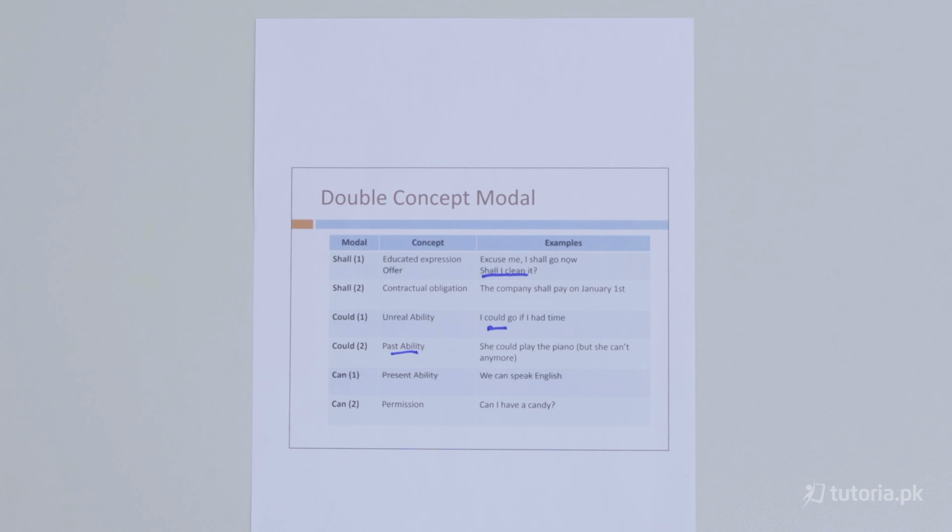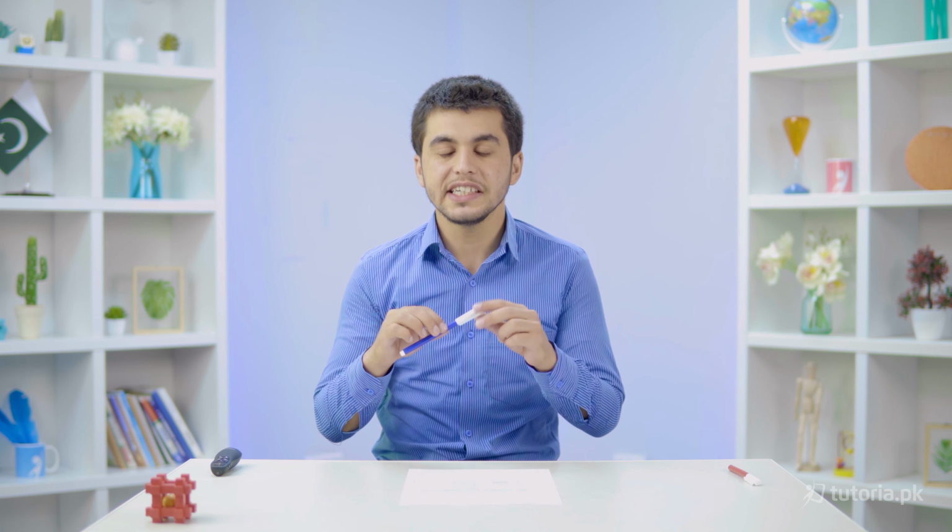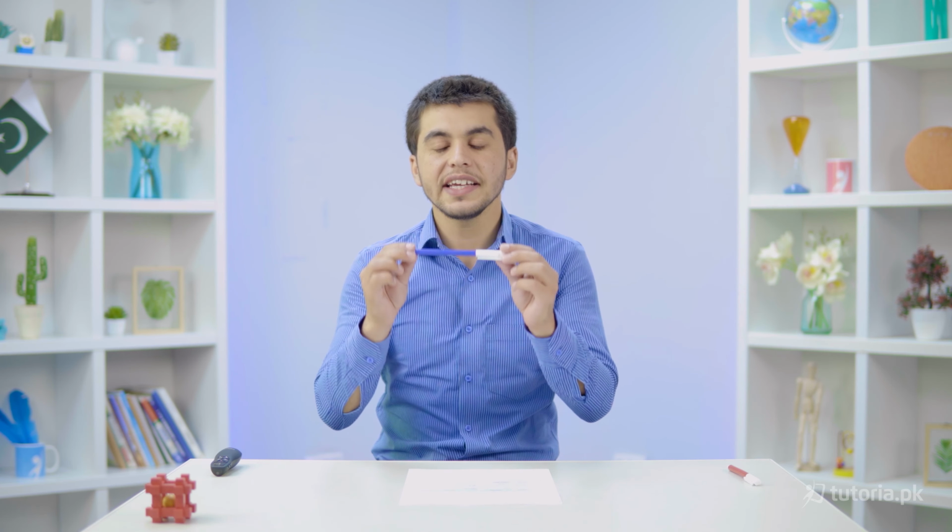The first use of can is to show present ability. For example, I can lift this marker. It is my ability that I can lift this marker. It is my present ability. We are not talking about the past, but can actually represents the present ability of a person.